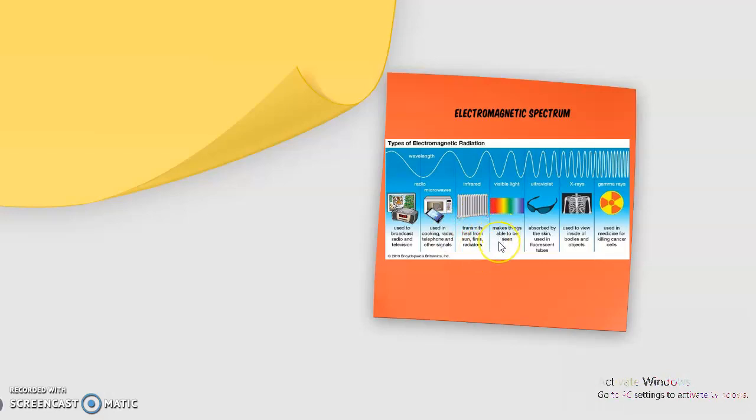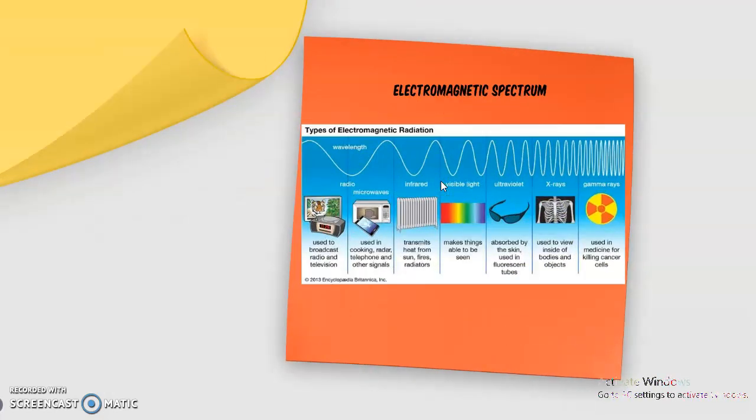Then we have visible light, which gives us the spectrum of lights coming out. Then UV rays coming from the sun. Then I have X-rays, which help me to see the objects inside my body like bones. So all these constitute electromagnetic radiation. Okay.